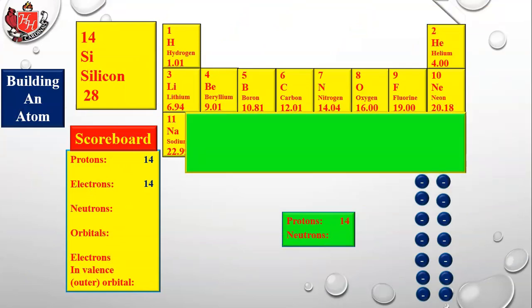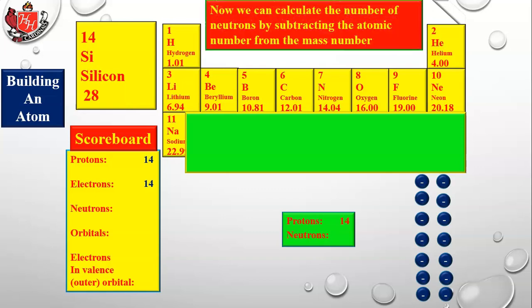So now we're going to do a little subtraction. We can calculate the number of neutrons by subtracting the atomic number from the mass number. The mass number, remember, is each proton and neutron has a mass of 1 atomic mass unit. So if the atom has a mass of 28, it means it must have a total of 28 protons and neutrons together. At this moment, we don't know how many are of each, but it must have 28 total protons and neutrons, because each proton and each neutron has a mass of 1, and the atom has a mass of 28, so it must have a total of 28 of those.